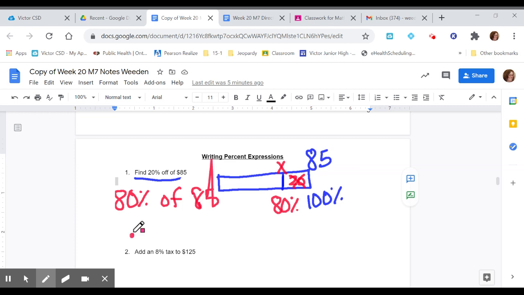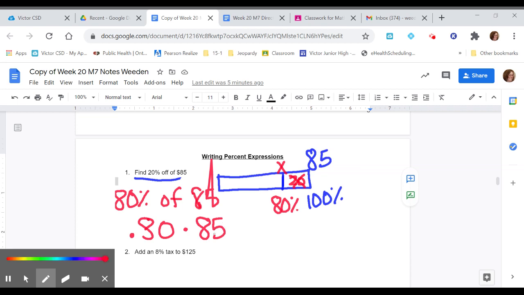So we can just write our expression 0.80 times $85. And that's going to give us $68. So we just did that in one step. So we could either find 20% and then subtract the price, or we can subtract 20% from 100 and use 80% to find the sale price in one step.